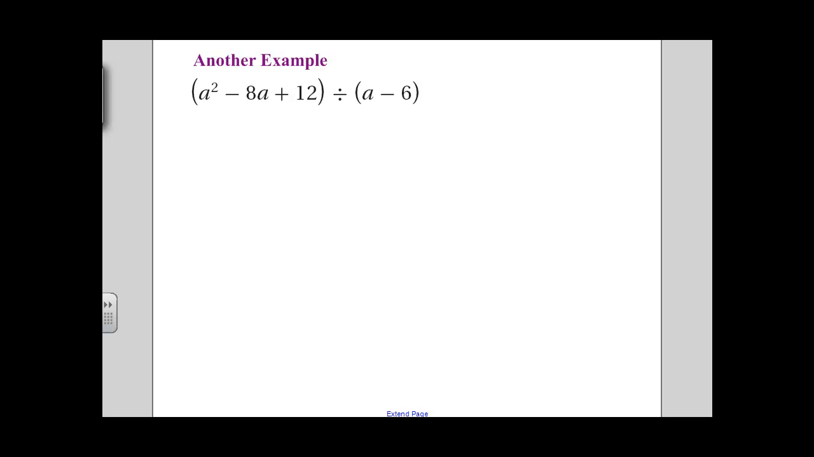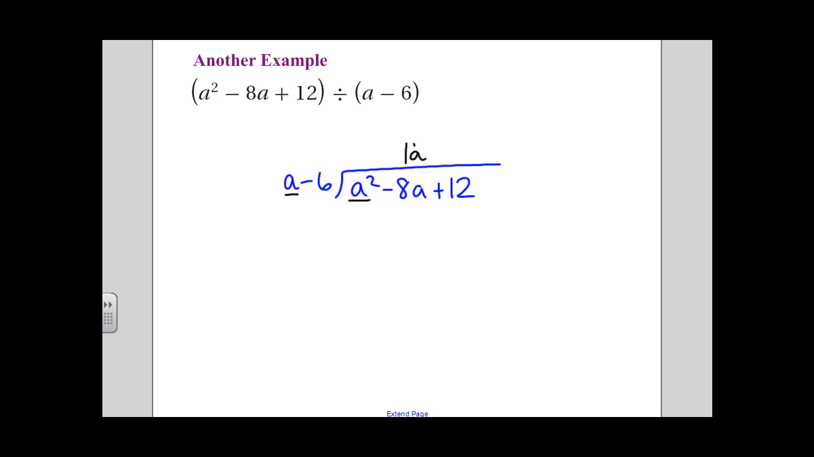So let's try another one together. First thing you gotta do is rewrite it. So you always put what you're dividing by on the outside. And then on the inside, we have a squared minus 8a plus 12. So then we got to go through step by step. How many times can a fit into a squared? Well, it goes in 1a time, or you could just write an a there.